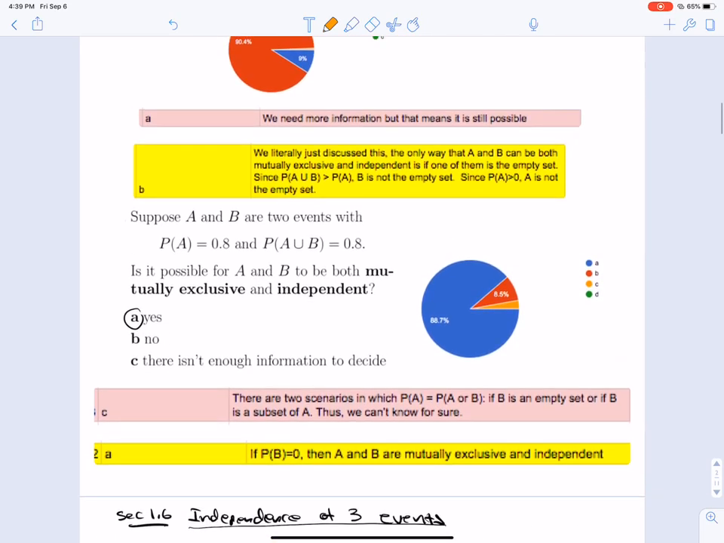The second question had probability of A being 0.8 and a probability of A union B being 0.8. And here most of you got that it's correct that it is possible. So we don't know for sure because B may be a non-empty subset of A, but if it is mutually exclusive, then it would have to be independent. So it is possible.